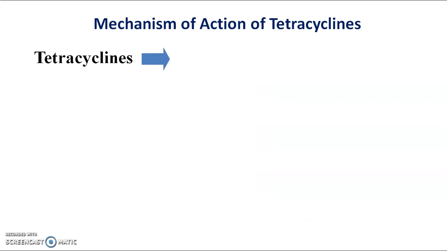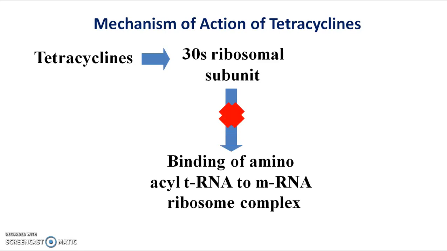Tetracyclines are inhibitors of bacterial protein synthesis. They bind to the 30S ribosomal subunit and thereby prevent the binding of aminoacyl tRNA to the mRNA ribosome complex. The binding of aminoacyl tRNA and the binding of tetracycline at the ribosomal binding site requires magnesium ions for activity.